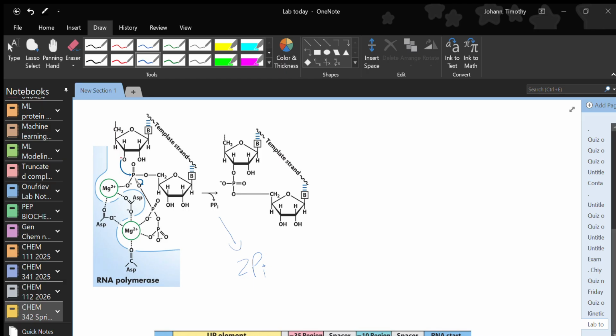The only difference when it's RNA is what? Uracil. Well, thymine and uracil, but the bigger difference is that if it's DNA, this OH isn't here, right? And if it's RNA, it is.